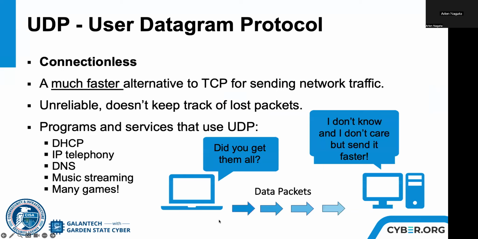Okay. On the other hand, we have UDP. UDP is connectionless. So it's much faster than TCP, but it's unreliable. So sometimes packets get dropped or lost and never arrive. Packets arrive out of order and they're useless if they're out of order.